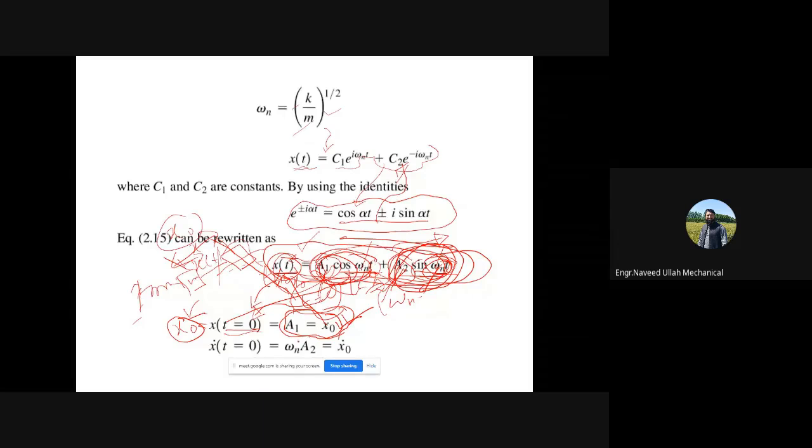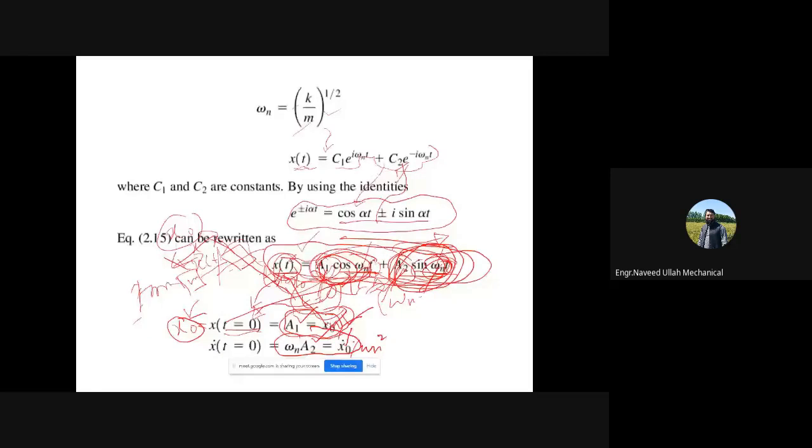Anyway, you solve this and you will see that a2 will be equal to x naught dot divided by omega n. Now you know very well that x naught is the initial displacement and x naught dot is the initial velocity. Find out a1 and a2, and omega n is also a known quantity, and the only unknown will be this t, right?